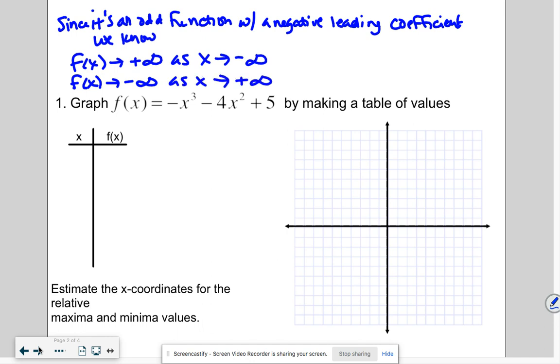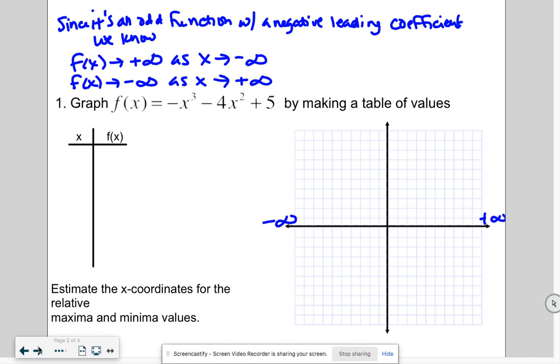Okay? So remember, this is the negative infinity side for x. This is the positive infinity side for x. And so on the left side, the function is going to go up, and on the right side, the function is going to go down.